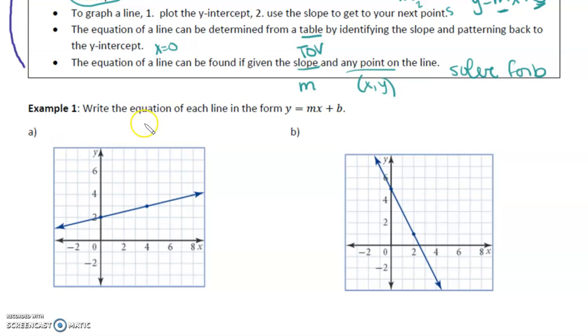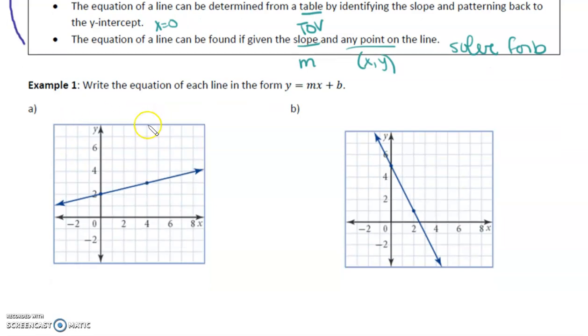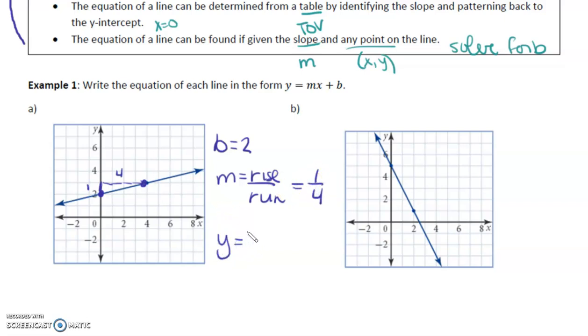Example 1. Write the equation of each line in the form y equals mx plus b. First, the easiest thing to do is identify the y-intercept. So that's 2. So there's half of our equation. Now the slope. We're going to go from this point to this point, which is up 1, 2, 3, 4, and then over 4. So this is rise over run, which is 1 over 4. So the equation of our line here is y equals 1/4 x plus 2.